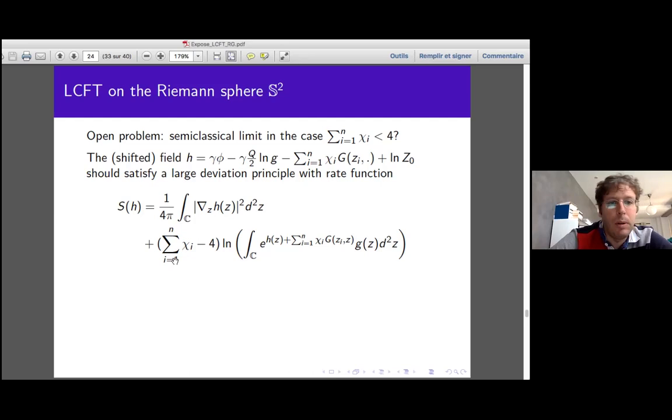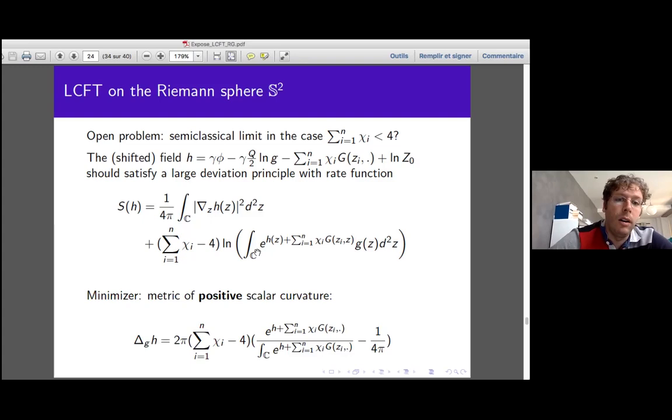And so you should have a large deviation principle, but with a function which is not going to be convex. But we believe that, for appropriate chi i's which satisfy certain conditions, we should have a large deviation principle also in that case. And also this thing will have a unique minimum, given by this h, which satisfies Laplacian equals this equation. And now you see that it's a positive curvature metric which you get in the limit.